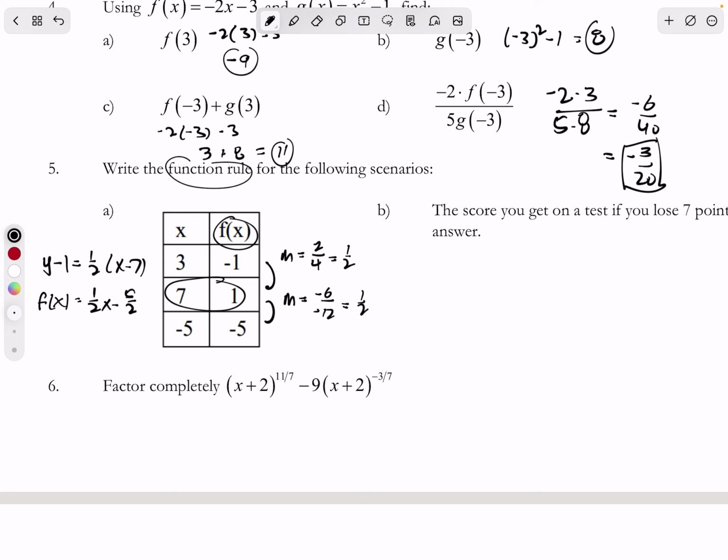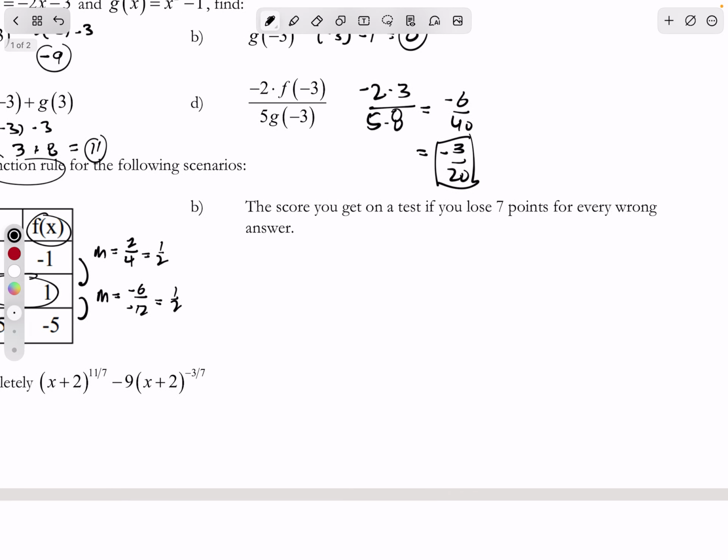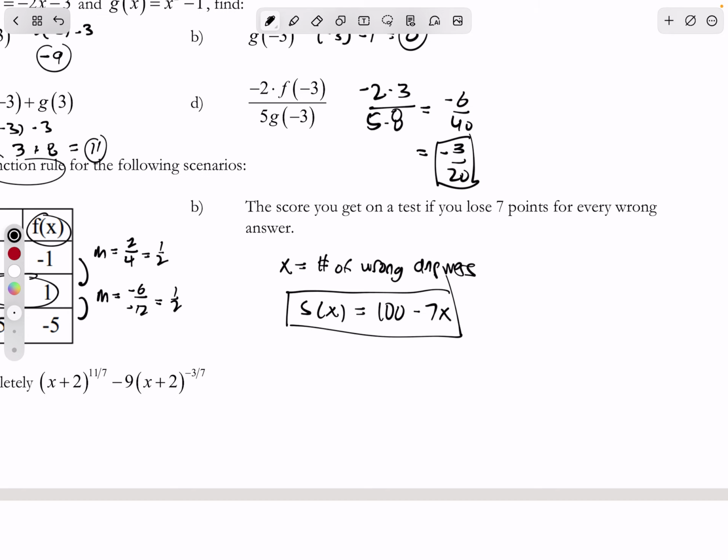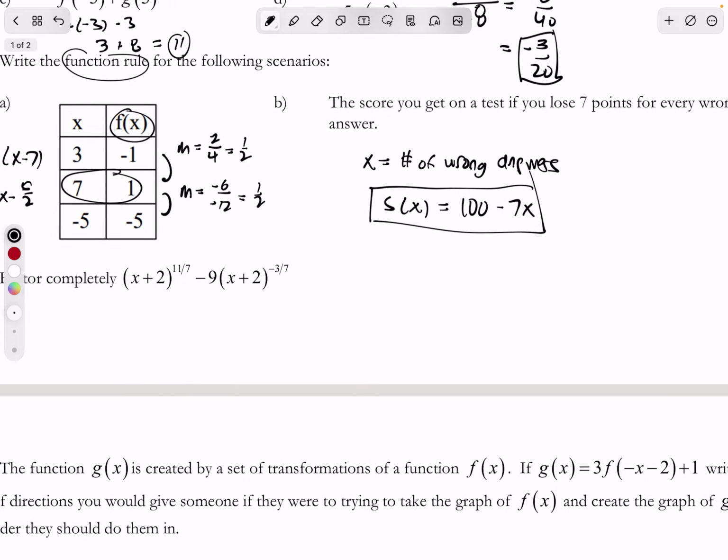All right, letter B. The score you get on a test if you lose 7 points for every wrong answer. So if x is the number of wrong answers, then your score, let's call it S of x, is 100 minus 7 for every question you get wrong. So that's the score function depending on x, where x is the number of wrong answers.